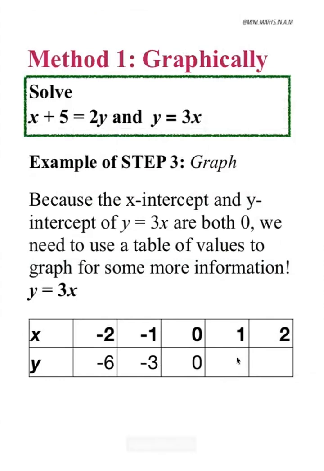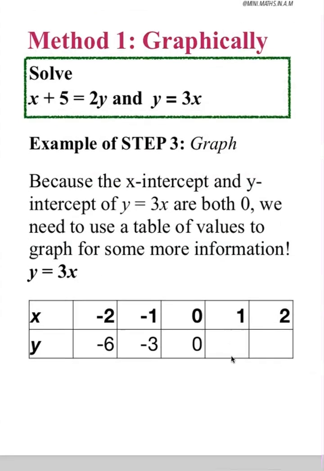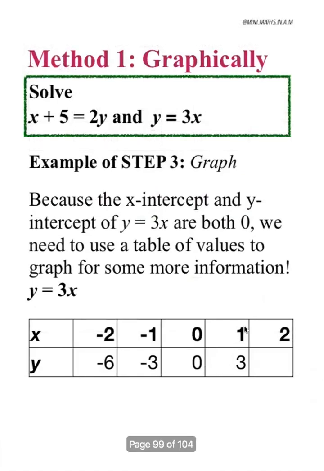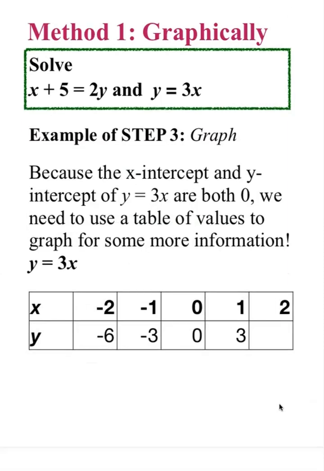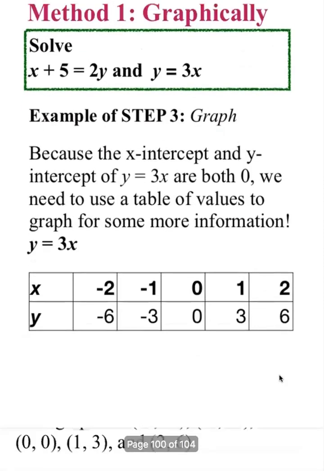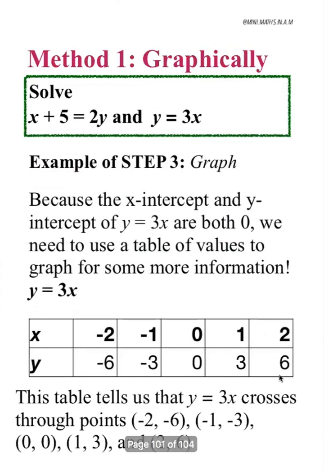For this box here, we're going 3 times 1, with the x value coming from here. 3 times 1 is 3, so that just goes in there. And then for this value here, we're going 3 times 2. We're just replacing the x value with 2. So 3 times 2 is 6. That goes in that last box there. Okay, and that's our table of values. This table of values just tells us that our straight line, y equals 3x, crosses through the points -2, -6, getting that from there, -1, -3, 0, 0, just from here, 1, 3, and 2, 6.